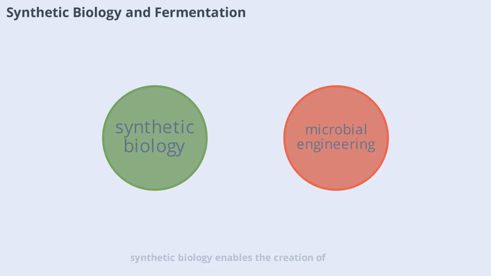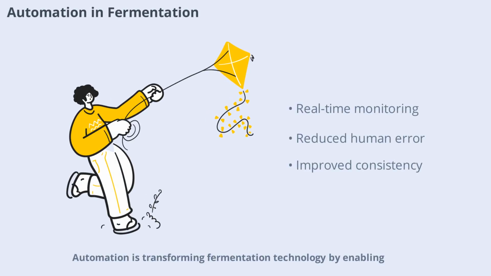In fermentation, synthetic biology enables the creation of microbes that can produce high-value products, such as specialty chemicals and pharmaceuticals, with greater efficiency and precision. Automation is transforming fermentation technology by enabling real-time monitoring and control of process parameters. Automated systems can adjust temperature, pH, and nutrient supply, reducing human error and improving consistency. This leads to higher yields and more reliable production in both research and industry.